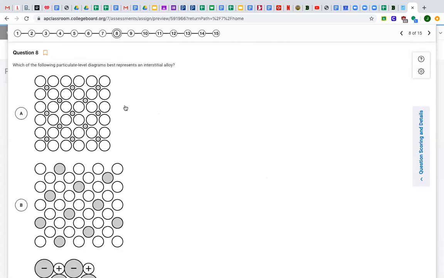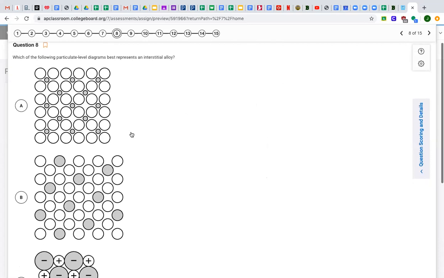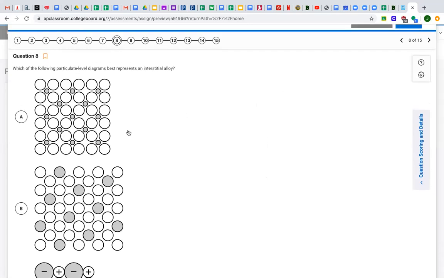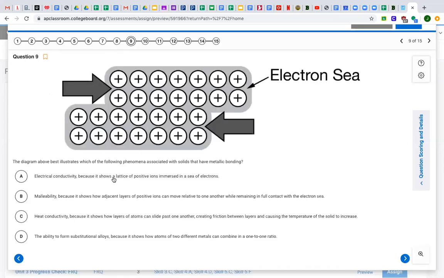All right. Which of the following particulate level diagrams best represents an interstitial alloy? So what did you get here, Caton? I got A. What'd you get, Rainisha? I got A as well. Yeah, those are called interstices, okay? Those little spots in the middle. Very good, interstitial alloy.